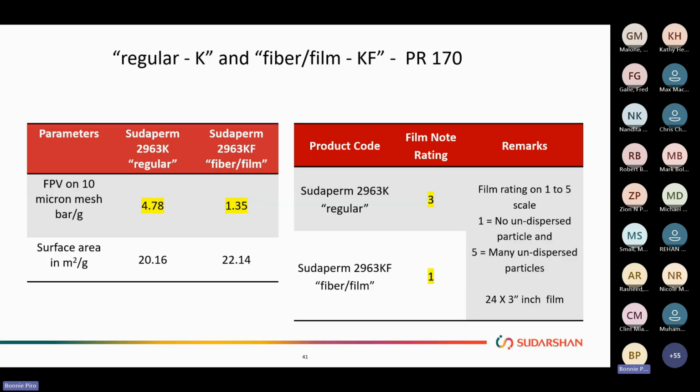So the example here is a Red 170. The regular grade, if you will, on that same 10 mesh screen has a very high filter pressure value, but the one that was created for a fiber or film application is low at 1.3 FP bars per gram, and you can see how that relates to the surface area. So the finishing choices that we use for this particular product result in a smaller particle size and more surface area to be able to get to that better dispersion. So we also see it in the film as well.